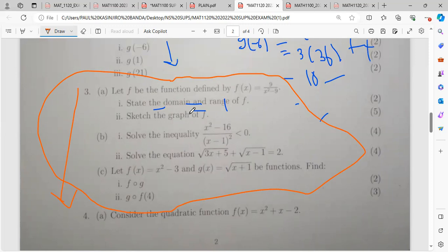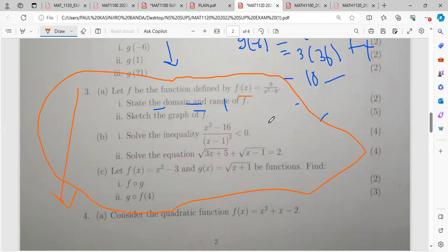They're saying let f be the function defined by f of x is equal to 9 over x squared minus 9. Question 1, they are saying state the domain and the range of f. So how do you state the domain? How do you state the range?